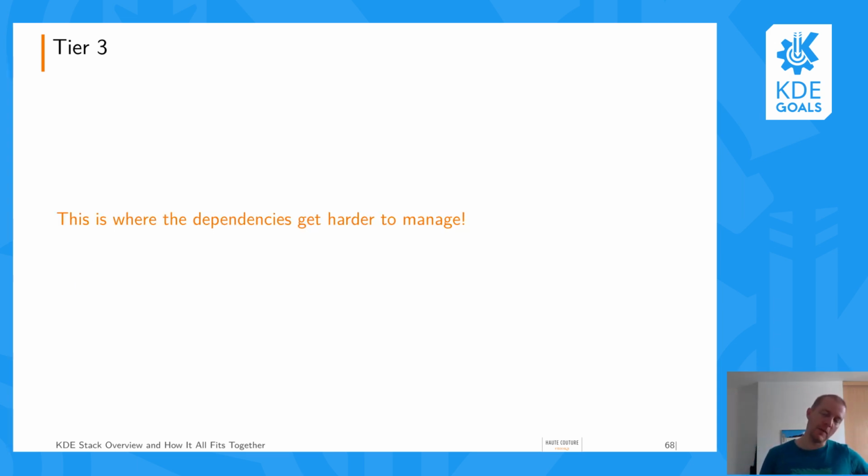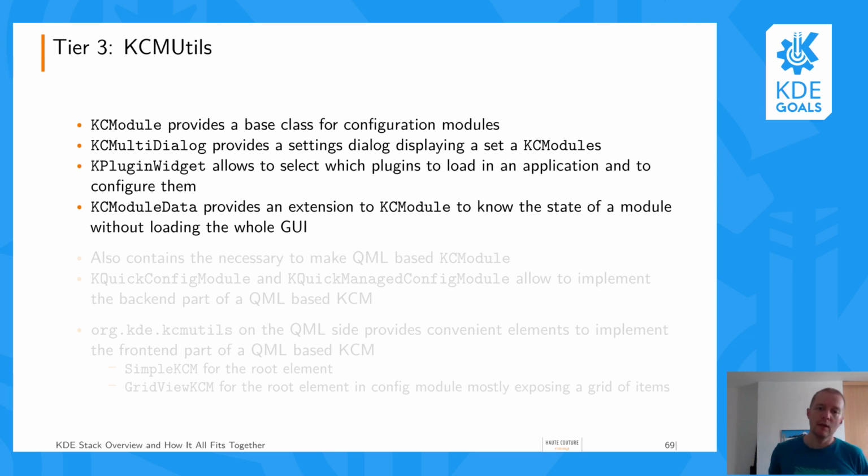And tier 3, remember, Yabi Dragons, that's where the dependencies get harder to manage. So we have KCMUtils, which provides the base class for the configuration modules that we also use for system settings. But the most complex applications like, again, KMail, Kontact, these kinds of things, they generally use KCMUtils internally. And then we have the KCMUtils dialog, which allows providing a settings dialog displaying a set of KCModules. So you can neatly separate between the different modules to manage parts of your applications, and then you put them all together visually for the user with the KCMUtils dialog.